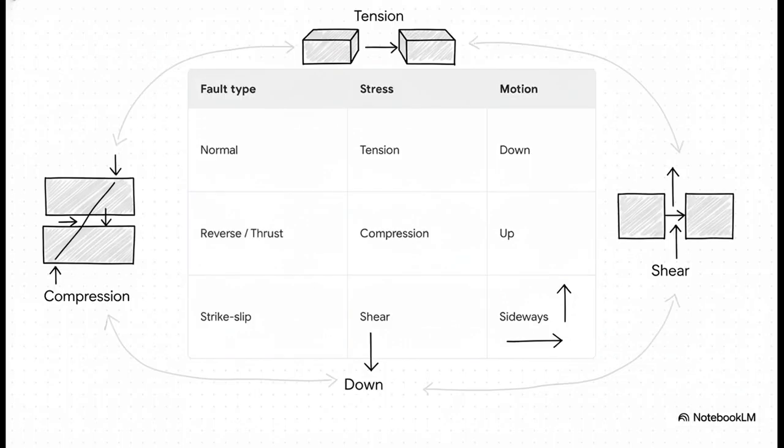And this table really brings it all home. You can see the relationship so clearly. The type of stress directly tells you what kind of fault you're going to get and which way the rocks are going to move. Tension pulls things apart, the rock drops down. Compression squeezes them, the rock gets pushed up. Shear grinds them, they move sideways. Stress, fault, motion. It's a perfectly connected system.